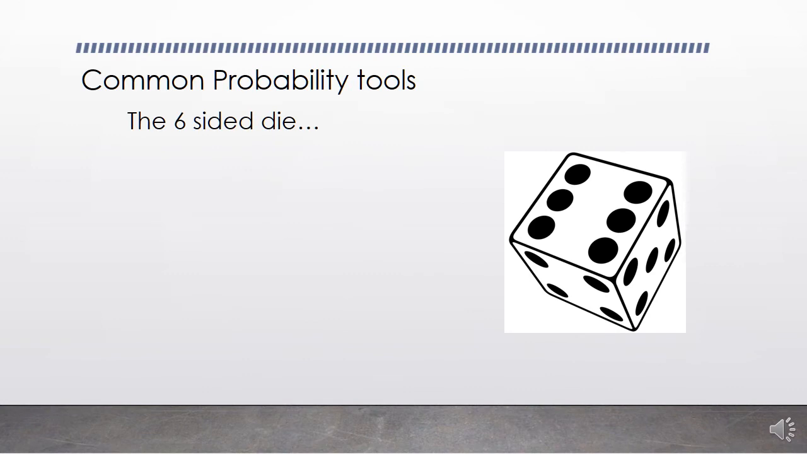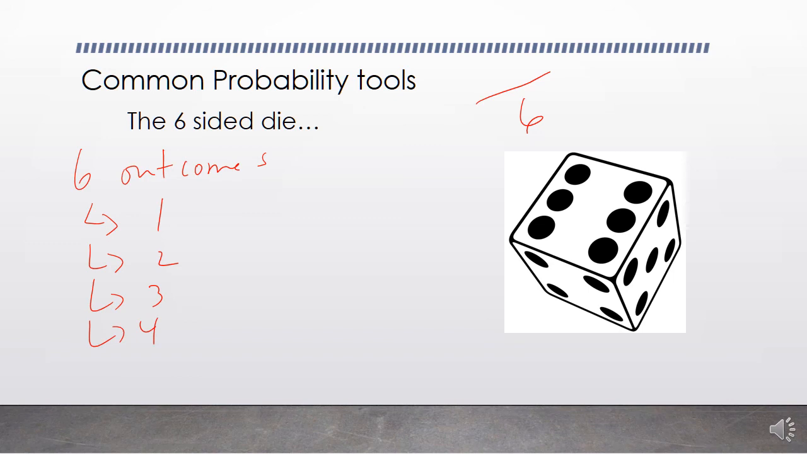A normal 6-sided die. I've already talked about that. There are 6 outcomes, so probabilities would be out of 6. And you could roll a 1, a 2, 3, 4, 5, or 6. And that's just if you roll a single die. Things change when we involve more dice, or more coins for that matter.